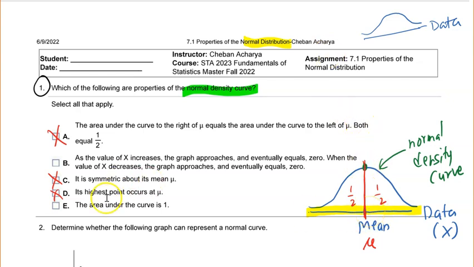And the area under the curve is 1. That's also correct. And obviously you see that half and half total to 1. The area under the curve, of course, above this data line is 1. Those are all the answers, and this other option is not.